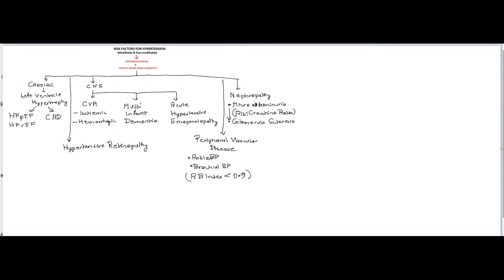So this summarizes all the complications that you can see in a patient of hypertension: cardiac, the central nervous system, hypertensive retinopathy, nephropathy, and peripheral vascular disease.